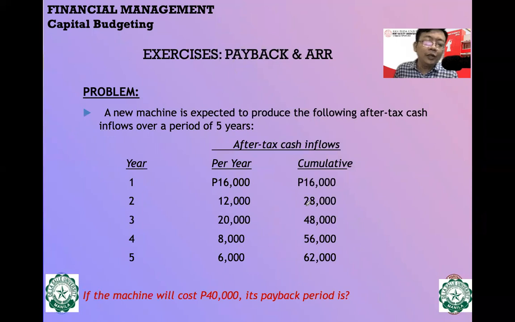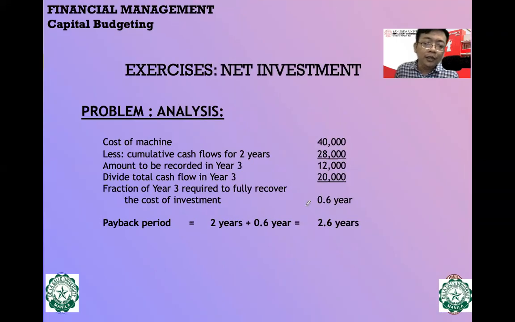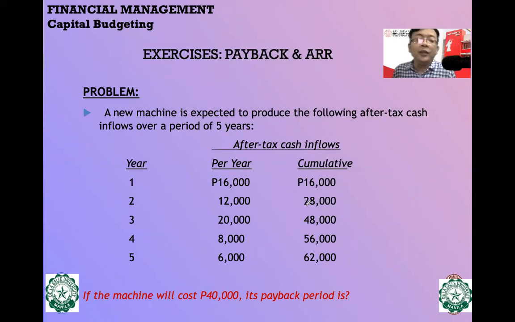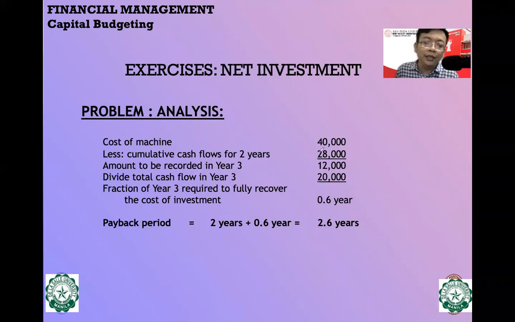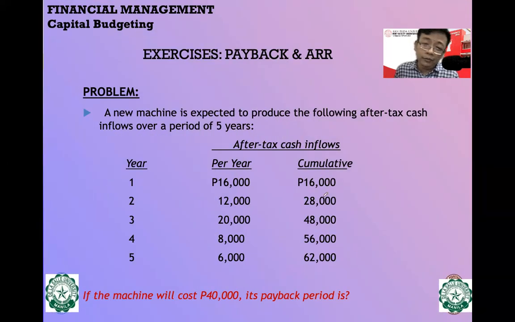And also, payback period and ARR. Ito yung analysis ha. What if you have this payback and ARR? So 16, 12, 20. Yan. So paano yan? If the machine will cost 40, what would be the payback? Napakadali, diba? Kung 40 ang inahabol natin, then 28 cash flows for 2 years, baka 28 yun, no? 16 plus 12, 28. Yan.